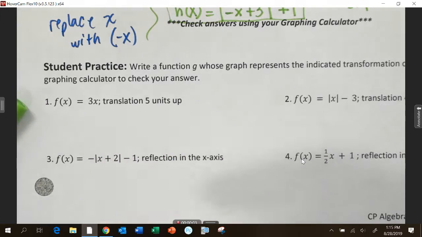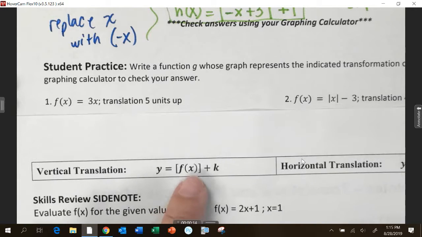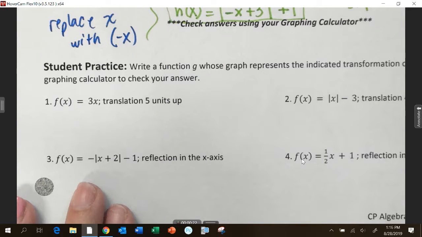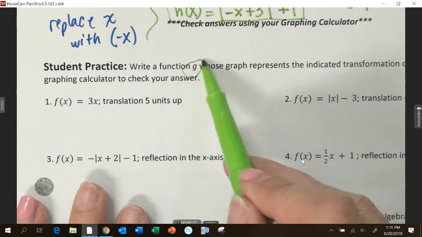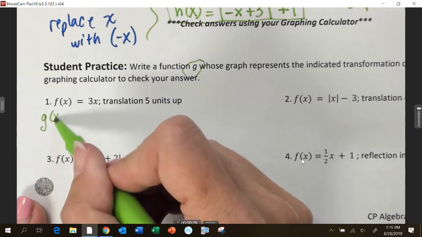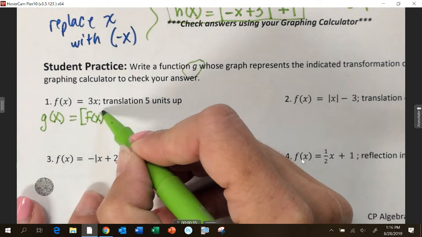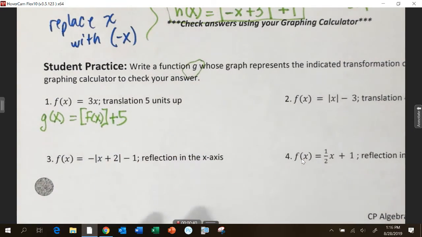So when we translate 5 units up, you will refer to, until you have it memorized, because you'll get it memorized, we'll do this in every single chapter, the vertical translation that says, take the function, add that number. So I'm going to start out by writing, what do I call this new function? G. Where'd you find G? Directions. So we're going to name it g of x equals, we're going to take f of x, and outside of the function, we are going to add 5.